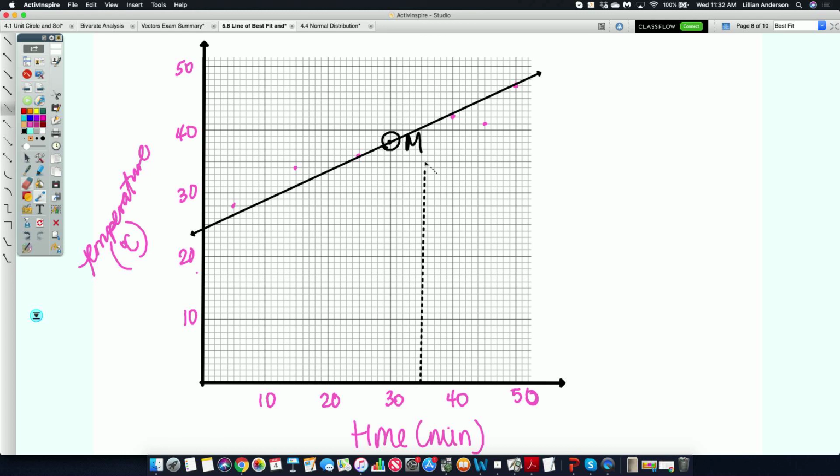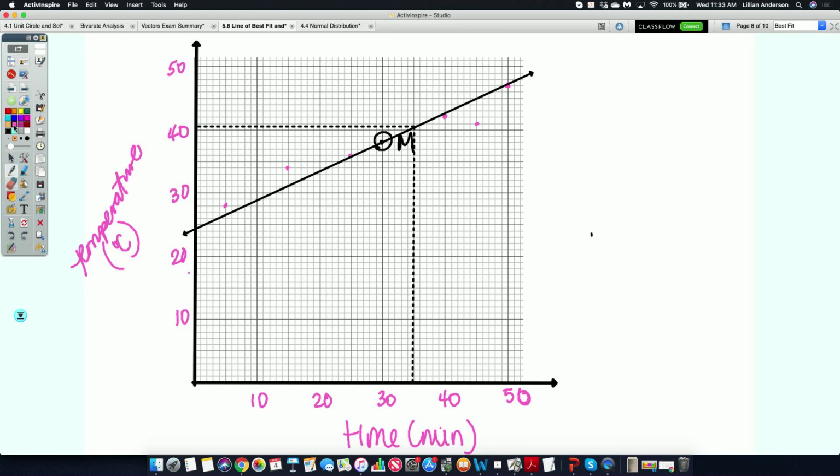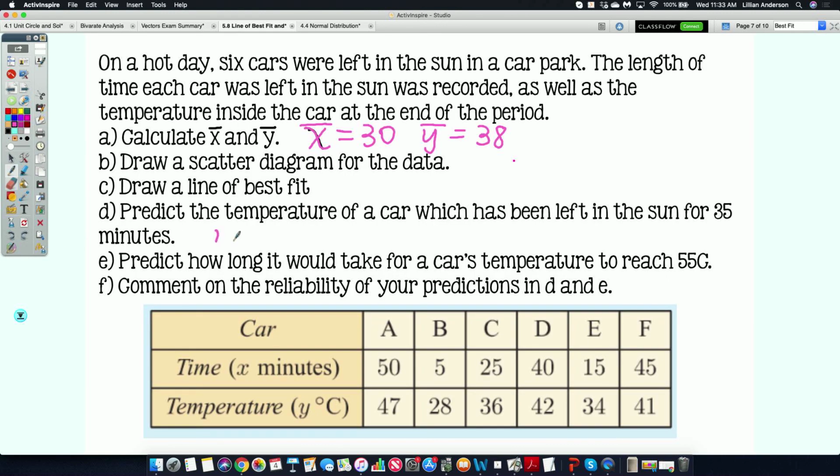I'm going to go up to see where it hits my curve. And then from there, I'm going to go over. So based off of my line, the temperature of the car should be about 40.5 degrees. Based off of my line. Okay? Similar to what we did with cumulative frequency curves. So I'm going to put, for me, 40 degrees Celsius. What are some of the things that you guys got?